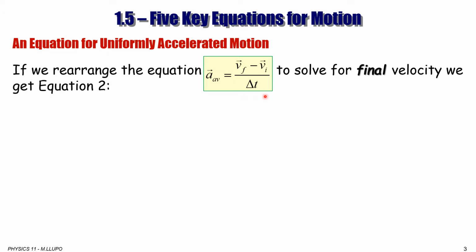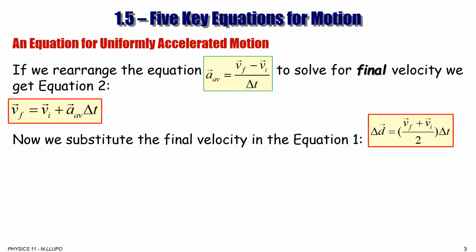Now we know this equation. Average acceleration is equal to V final minus V initial over delta t, or change in velocity divided by interval of time. This is one of the most important equations in kinematics. As a matter of fact, there are just two equations, and this is equation number 2. If we solve for final velocity, we get V final is equal to V initial plus A average delta t.